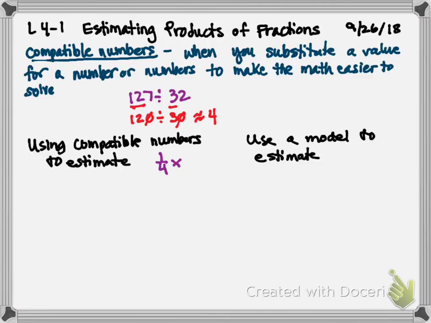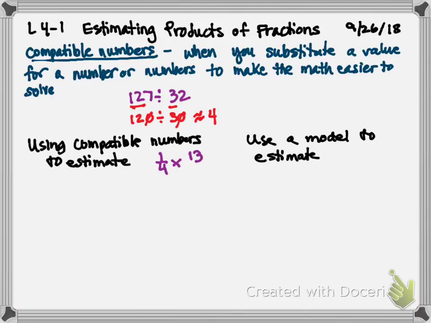1/4 times 13. So what I'm going to look at is the denominator of the first fraction, and then I'm going to look at the whole number. So in the examples that we're going to talk about right now, it's always going to involve a fraction and a whole number. Okay? And then on another screen, eventually we'll talk about, well, what if we have 2 fractions? So how would we estimate if they're both fractions? Okay. All right, so compatible numbers.